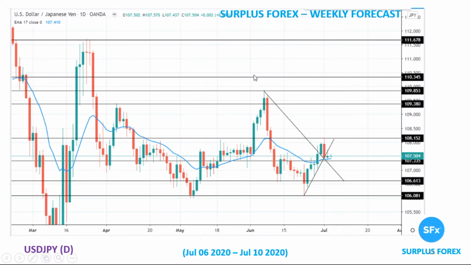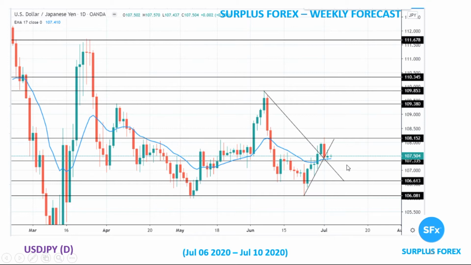On USD Japanese yen on a daily time frame, same story. All the pairs are at a crossroads, as I told you. As of now, sitting at 107.50. As I am on a bullish bias, I believe that it'll cross 108.50 easily in the forthcoming week before dropping close to 107.